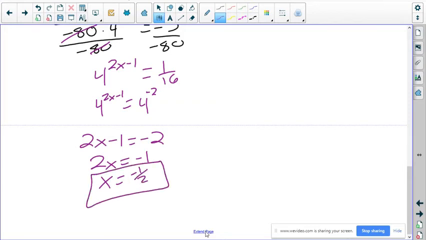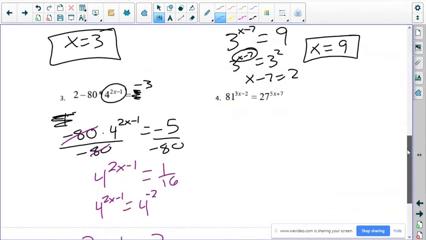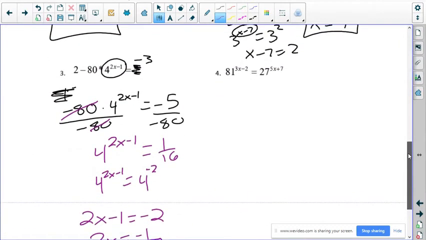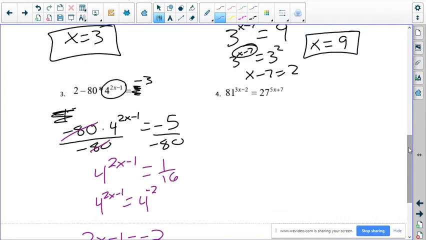We could check this one and we could check all of them. If you go ahead and input -1/2 here, you would get 4 to the 2 times -1/2, which is -1. This here is 4 to the -2nd, or 1/16. So 2 minus 80 times 1/16 will equal -3, because this is 2 minus 5, which does equal -3. It's true.